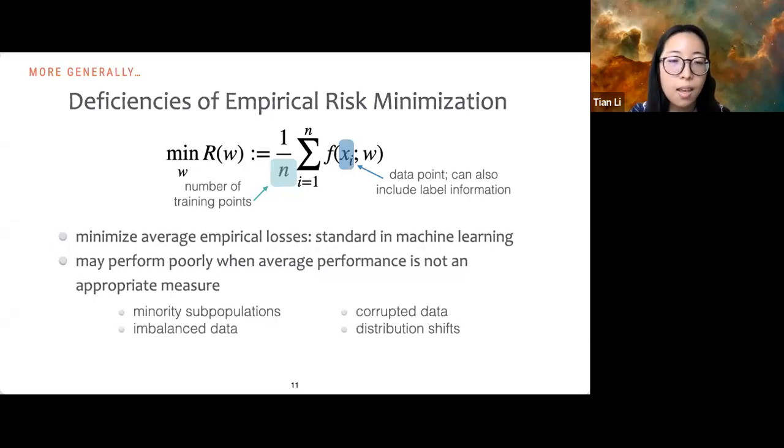So for instance, if we have minor subpopulations in the training data and we want to be fair to all the populations in test data, and we might have corrupted data or imbalanced data or some other forms of distribution shifts in the training process.